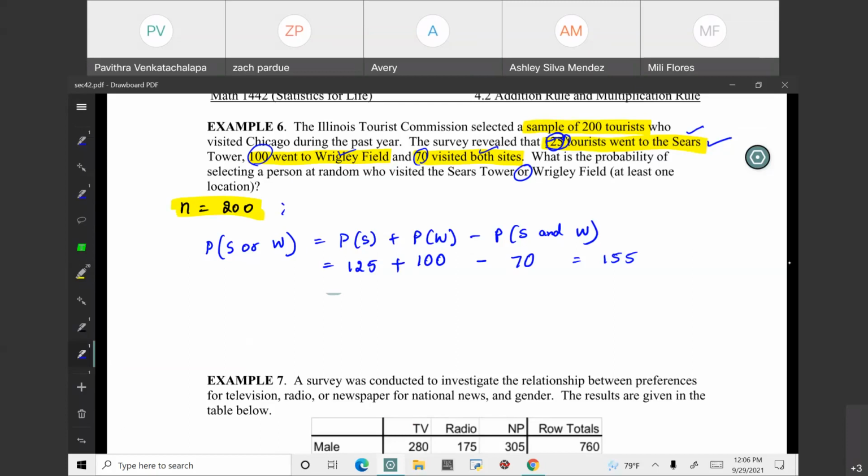Now, what is the probability formula? Number of outcomes divided by total outcomes, right? Now, number of people divided by total number of people. This will be the actual probability. The answer must be 0.775 or 77.5%. So be careful while reading the problem. You have to identify whether it is actual probability or just the number of outcomes.